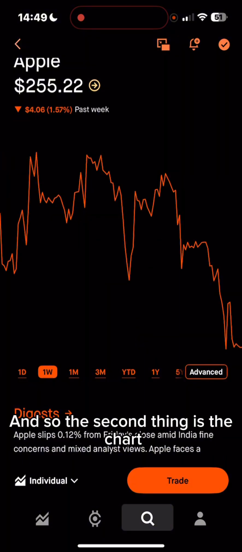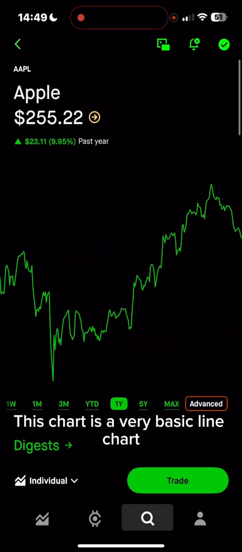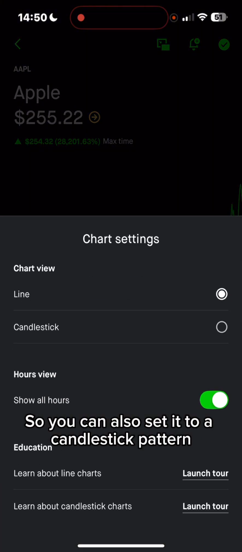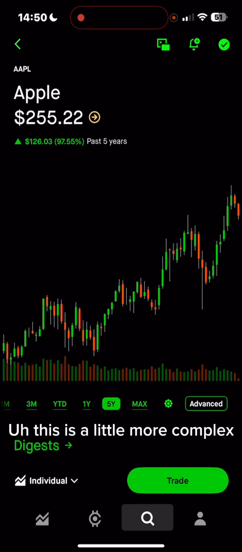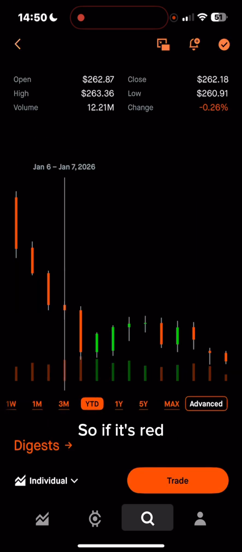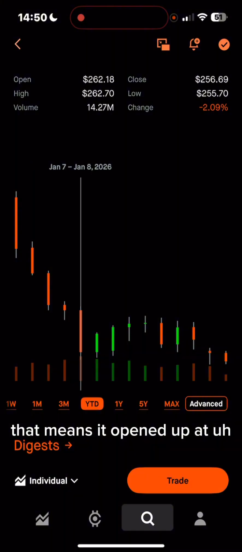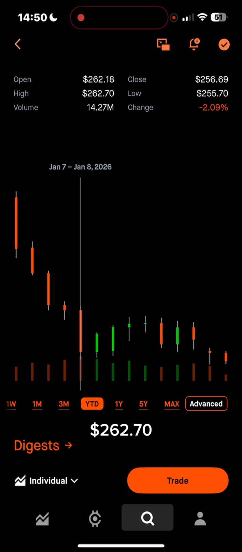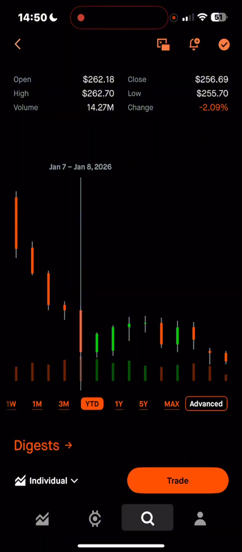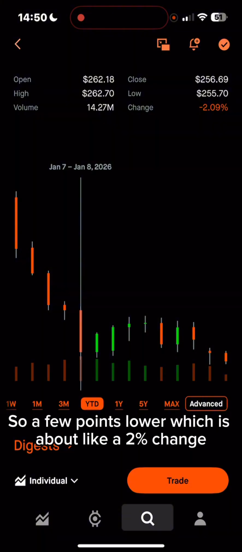The second thing is the chart. This chart is a very basic line chart, and it's usually dependent on where you set it. You can also set it to a candlestick pattern. This is a little more complex because these candlesticks tell a story. If it's red, that means it opened at, let's see, 262. It actually went as high as 262.70, but it turned red because it closed at 256, so a few points lower, which is about a 2% change.